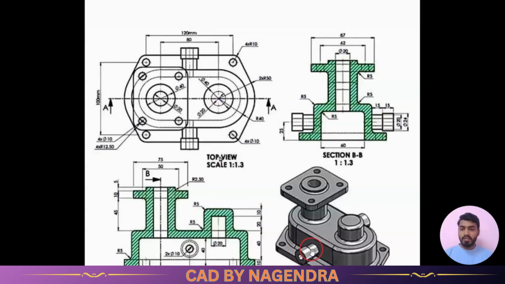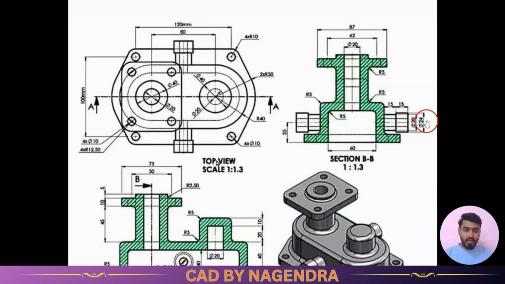Last we'll go for this. So here we are having two circles. Outer circle diameter we are having 24. This small circle diameter we are having 20. It should be with height of 25. So addition of material should be there in rotation. Later we can go for holes.